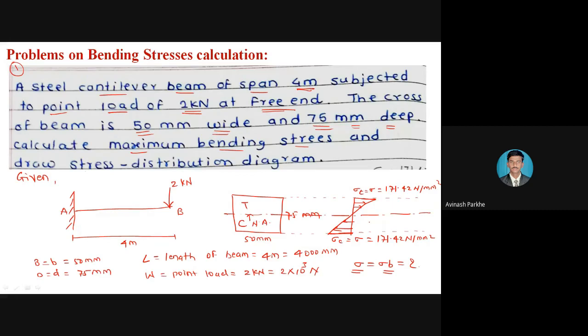From that figure, we can easily say that the bending stress is maximum at the top of the beam. The bending stress is also maximum at the bottom of the beam. But at the neutral axis, you can see one center point is there, and at this center point, the bending stress is equal to 0. Therefore, the bending stress is always maximum at the top and at the bottom of the beam, but at the center point or at the neutral axis, the bending stress is equal to 0.